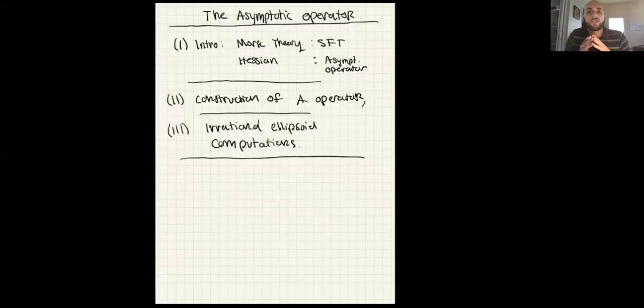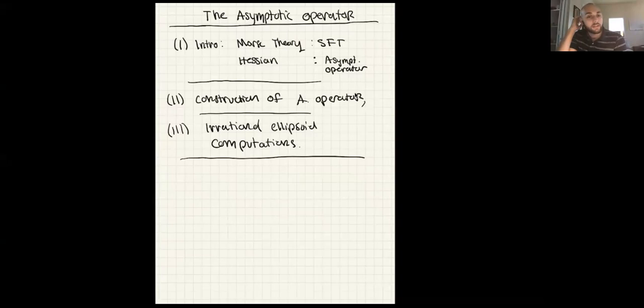So there's an analogy that I like to remind everybody of, and it's an analogy between Morse theory and symplectic field theory. And in that analogy, you get to see that the asymptotic operator plays the role of the Hessian. So that's kind of nice. And also it's a nice tie-in to the past three weeks when we've been working with Morse theory. Then we'll talk about the operator, the construction, and some of its properties.